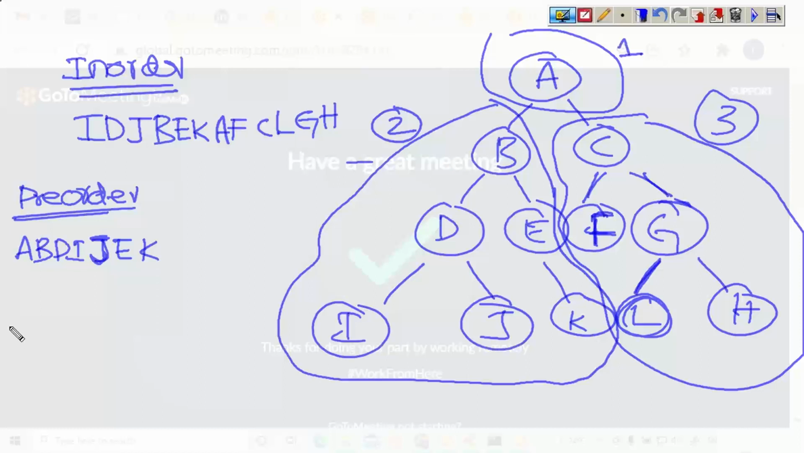Now right side has to go. In the right side, pre-order, first is C. Then left side is F. Then G, L, H. Check it out, correct or not?